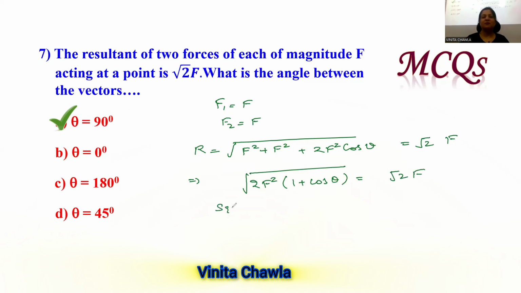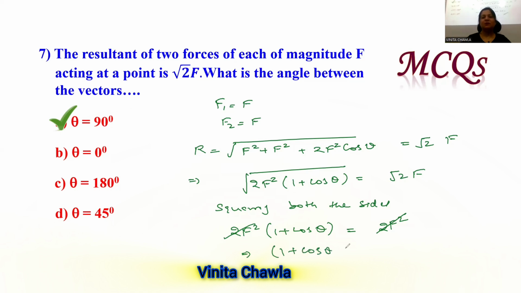Squaring both sides, we get 2f square in the bracket 1 plus cos theta, and here root 2 becomes 2 and f becomes f square, 2f square cancel. So now we have 1 plus cos theta is equal to 1. This implies cos theta is equal to 0 and theta is 90 degree. This is how you have to write the solution for this question.